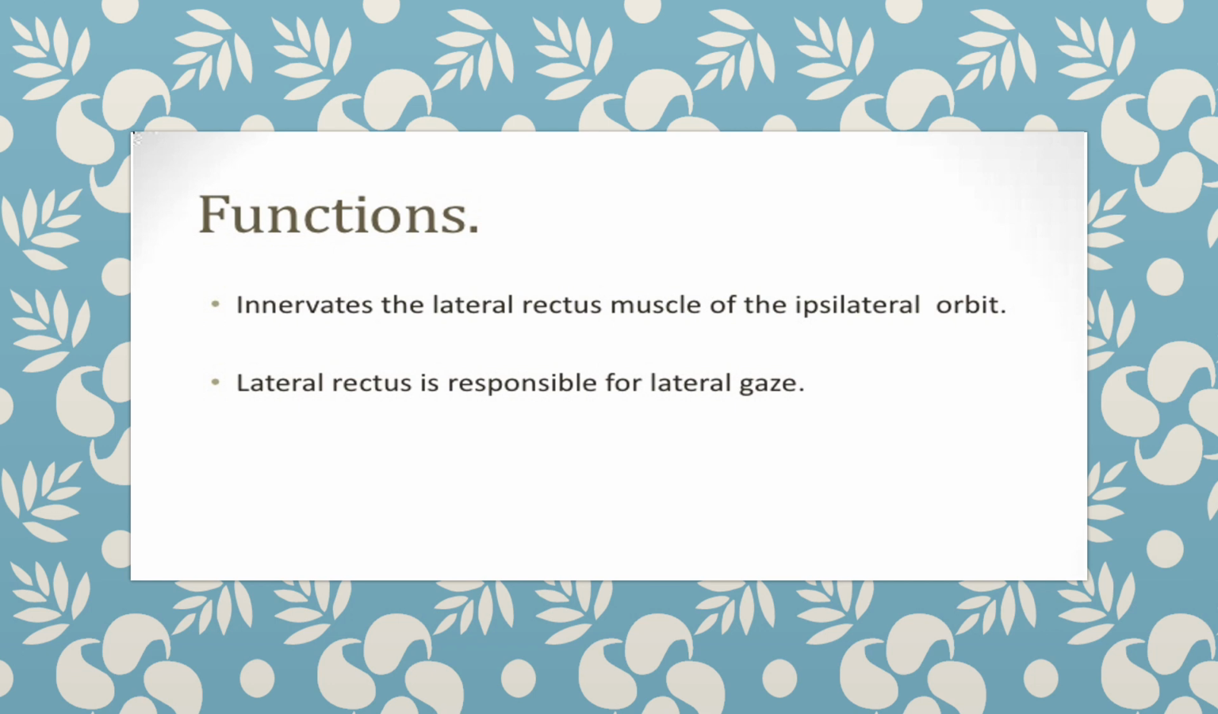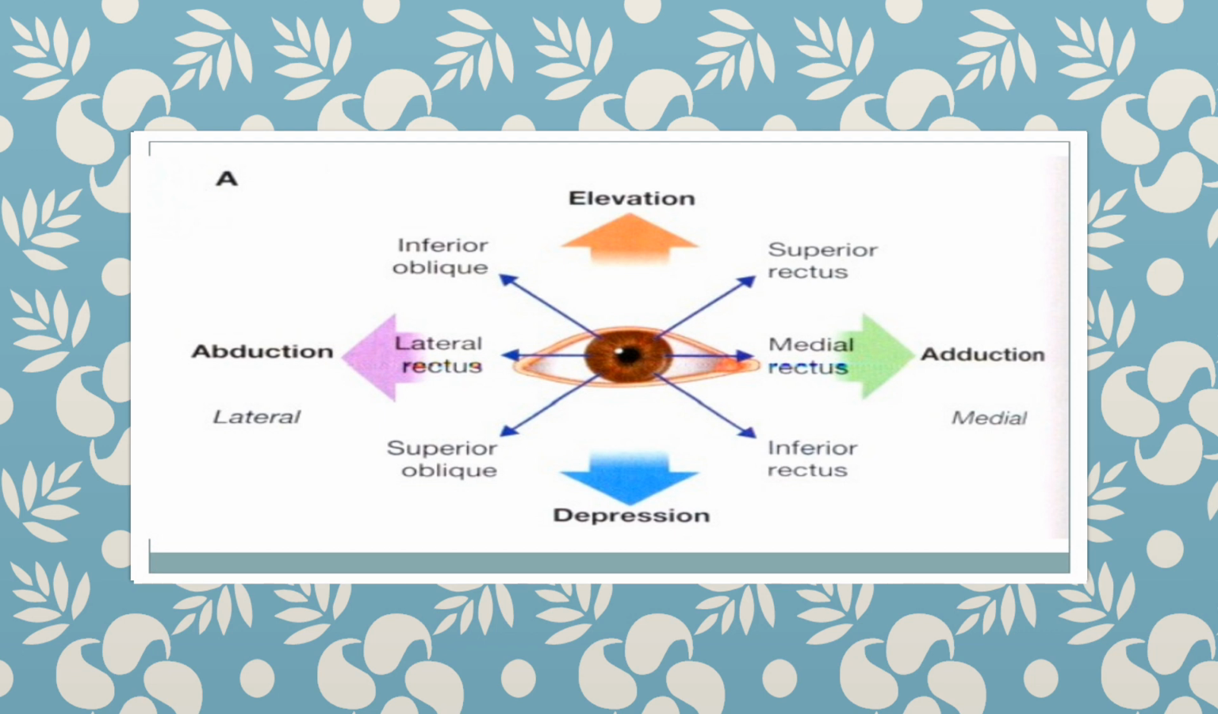It innervates the lateral rectus muscle of the ipsilateral orbit. It is responsible for the lateral gaze. This is the figure. You can see the direction of movement of the lateral rectus that is on the left side on your screens. That is, the eyeball will move laterally away from the midline. So, the lateral rectus muscle is responsible for the abduction of the eyeball.